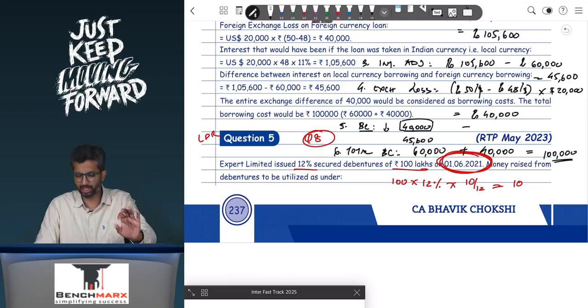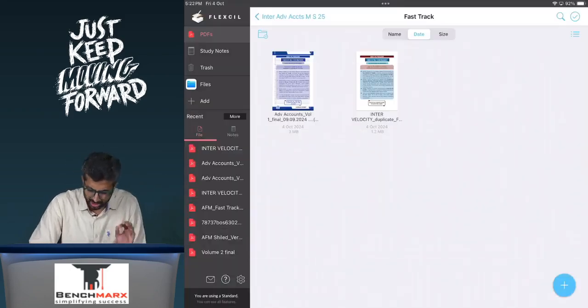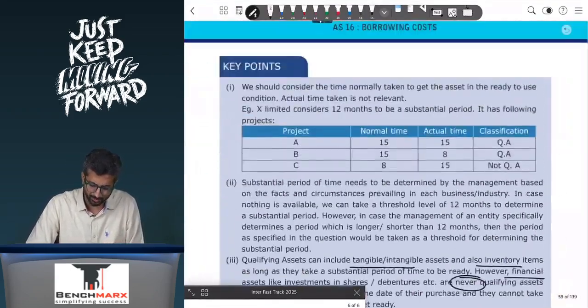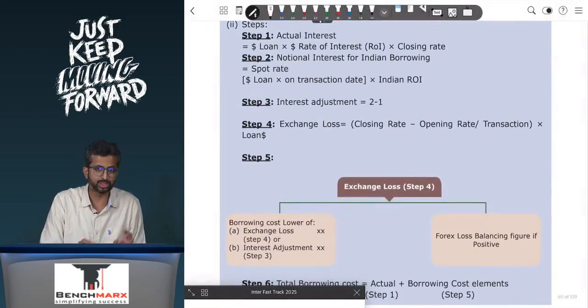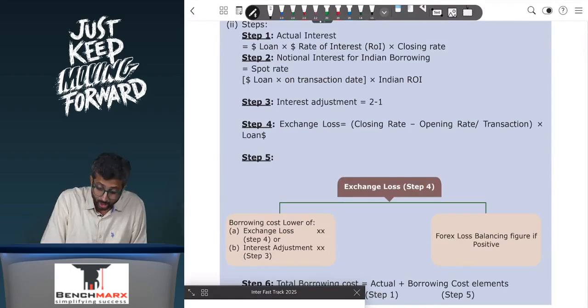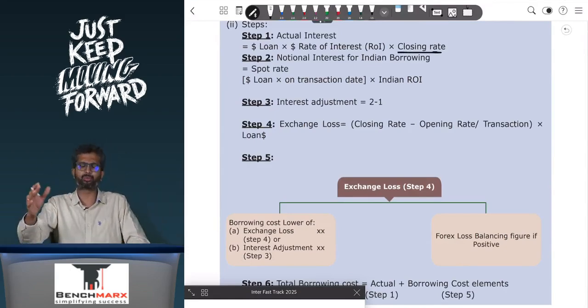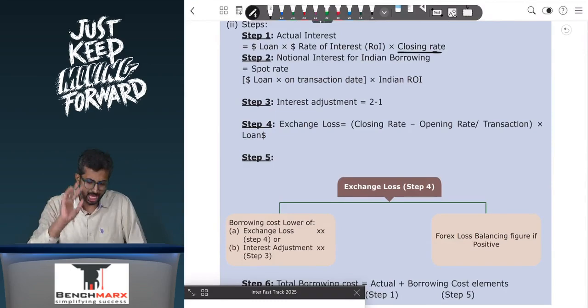It's a little complicated. If you understand it, great. Otherwise, just remember these steps. What we have tried to do is we have tried to summarize this using steps. First, you will calculate actual interest, that is dollar loan into the dollar interest rate into the closing rate. This is basically the rate when the interest is paid. Typically interest is paid at the end of the year, and hence the closing rate.